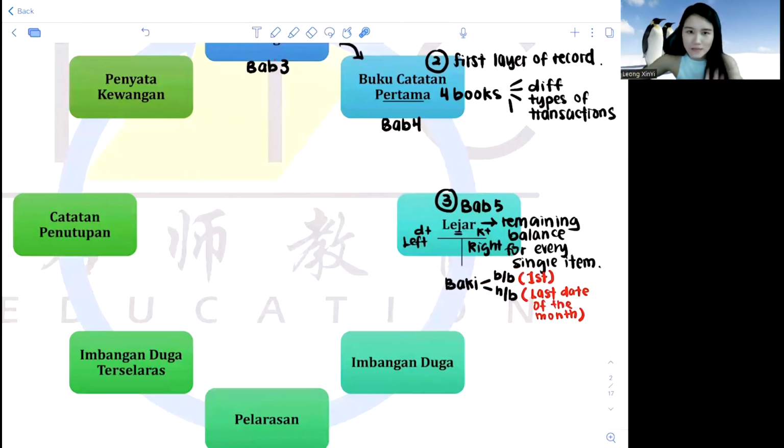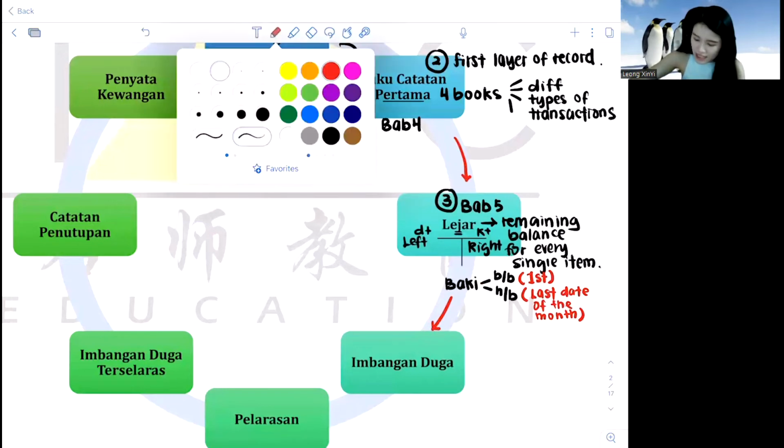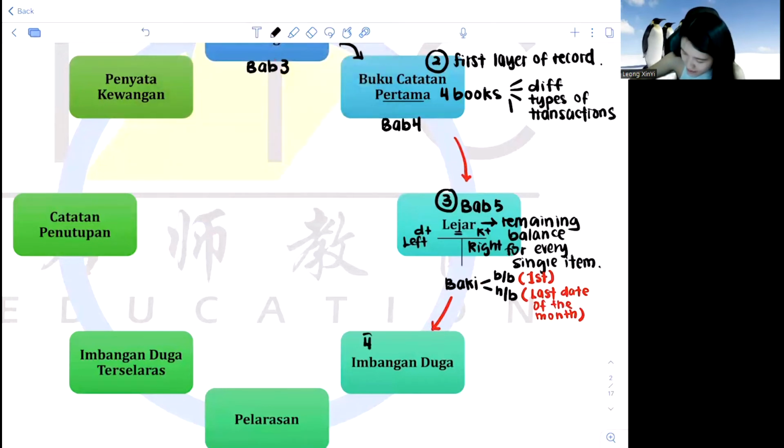Okay, now to find this Baki, what is the use for it? It is actually to be used in the coming stage, which is Imbangan Duga. So Imbangan Duga is our fourth step and your Bab 6. Now this Bab 6 is extremely easy because you just need to take whatever with the Baki BB inside your ledger, come out and form a list.